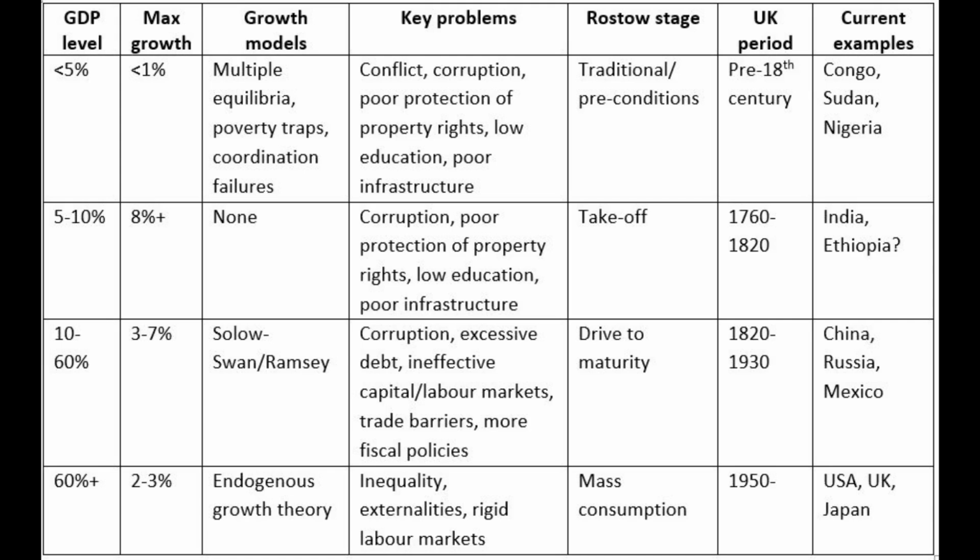The final period that I've identified is when countries reach about 60-ish% or more of the US GDP level. And at this point, they've almost converged, maybe not quite converged to the US, but they're getting there. And maximum growth levels drop right down from 3 to 7%, which is roughly what we saw in the drive to maturity phase, down to maybe 2 to 3% per year, just a little above the US as they gradually converge. And the current day examples of this are the UK and various countries in Europe, and particularly Eastern Europe, that are just sort of converging up. Japan as well, which is a little behind the US, but not too far behind. And this corresponds to Rostow's stage of mass consumption.